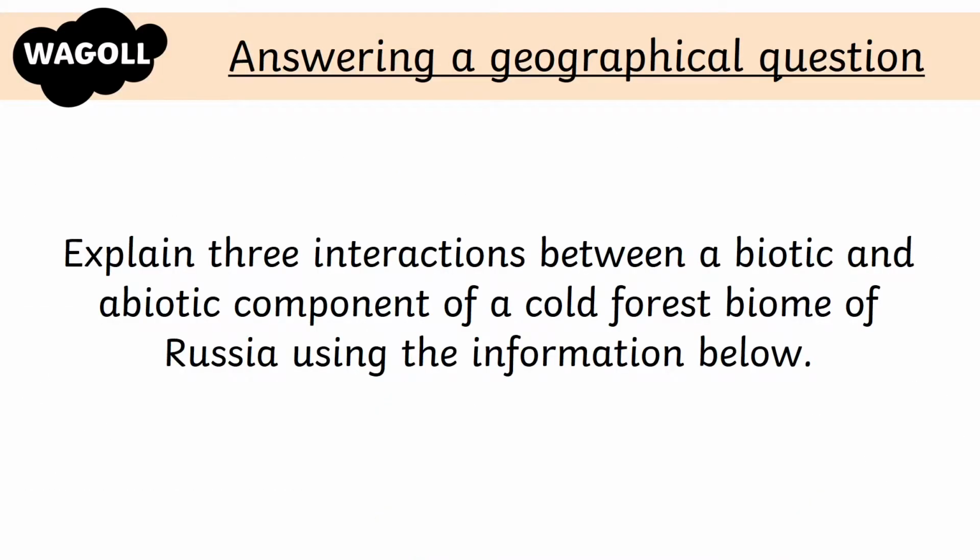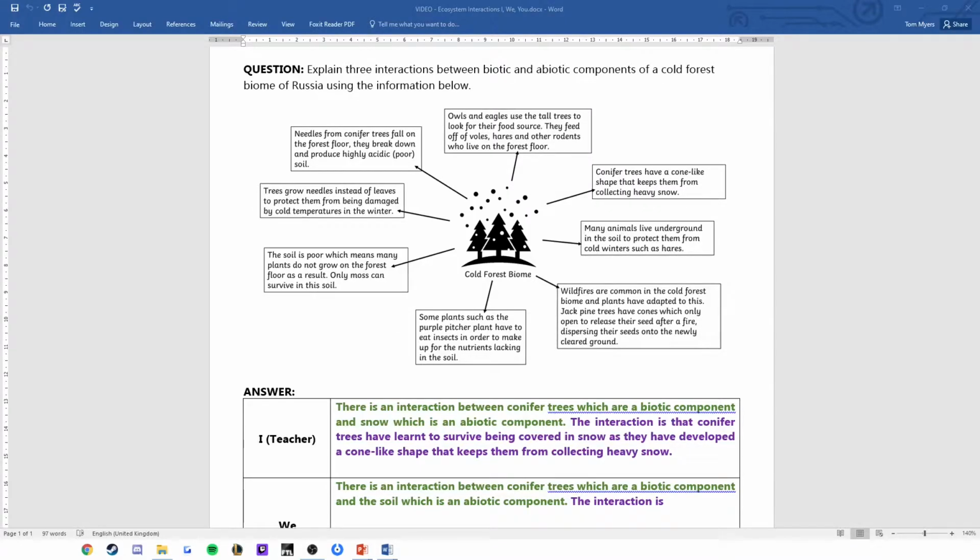Geographers have to be able to give developed answers to geographical questions. We're going to examine now how to give developed answers to 2 geographical questions. We are going to first focus on the question on the screen, which is to explain 3 interactions between biotic and abiotic components of a cold forest biome of Russia using the information below. The first thing we need to do is read through the information of this question.